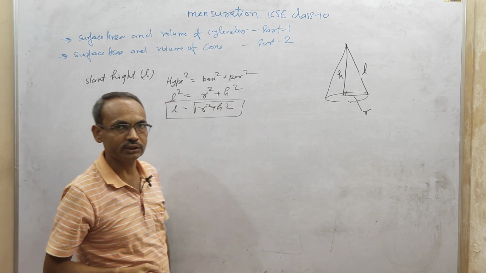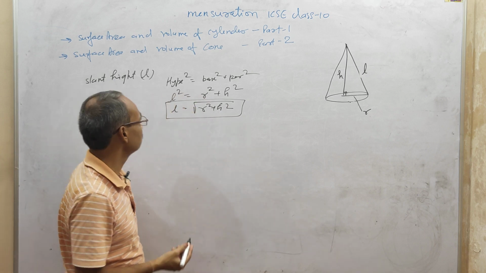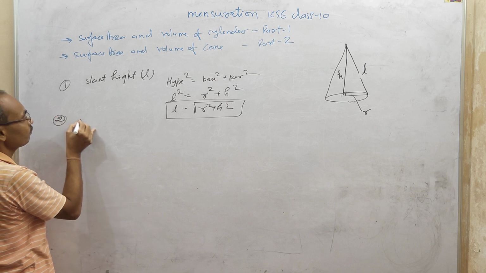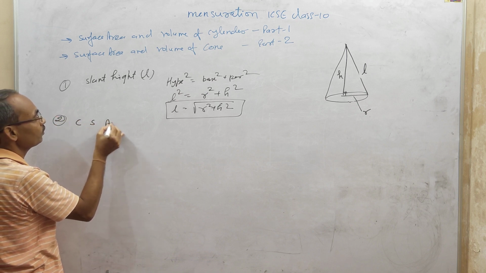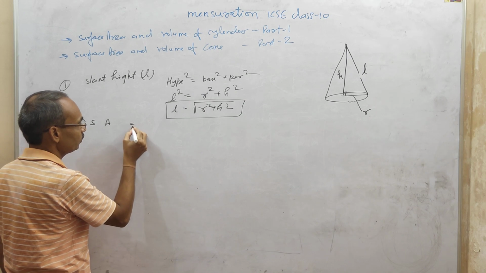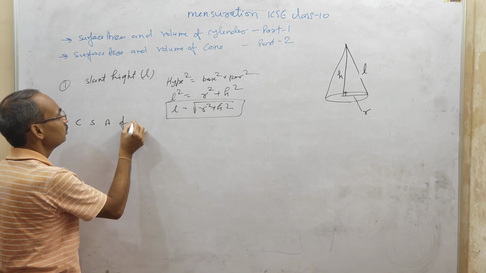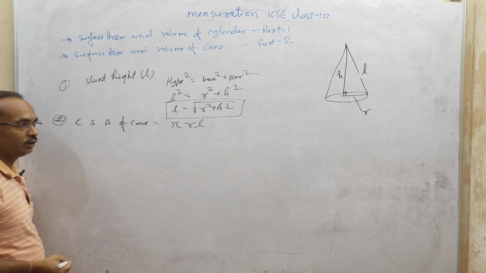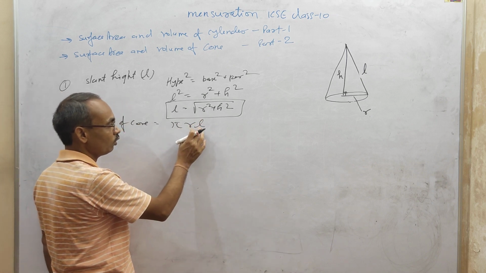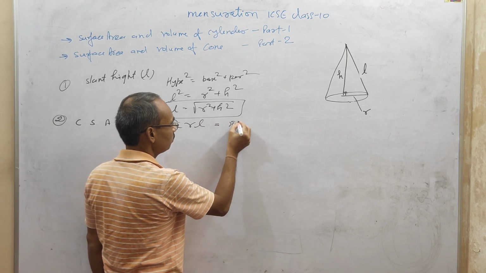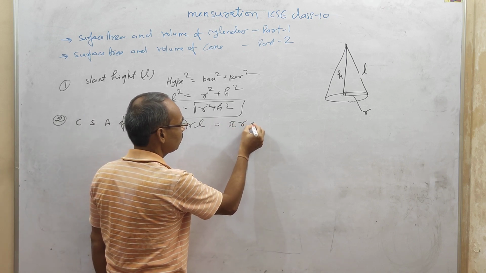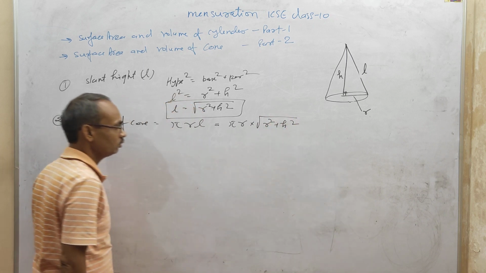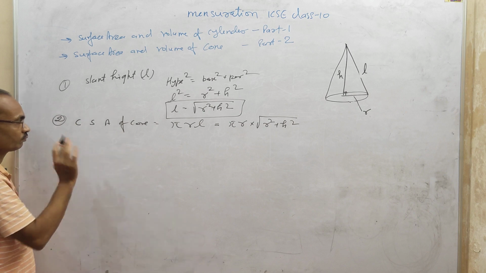And so the value of L is square root of R square plus H square. This is the slant height. And the next topic of cone is curved surface area. The curved surface area of cone is pi R L. If you do not know the value of L, then you can use pi R under root R square plus H square to get the L.